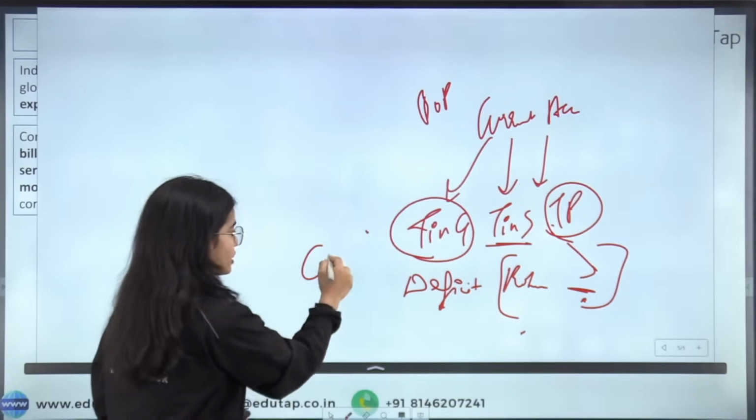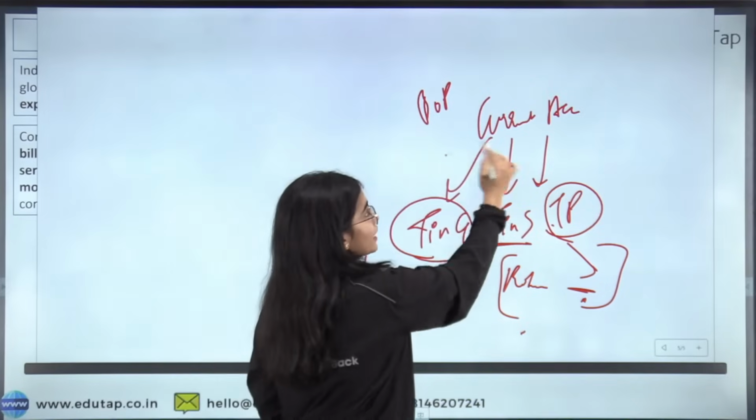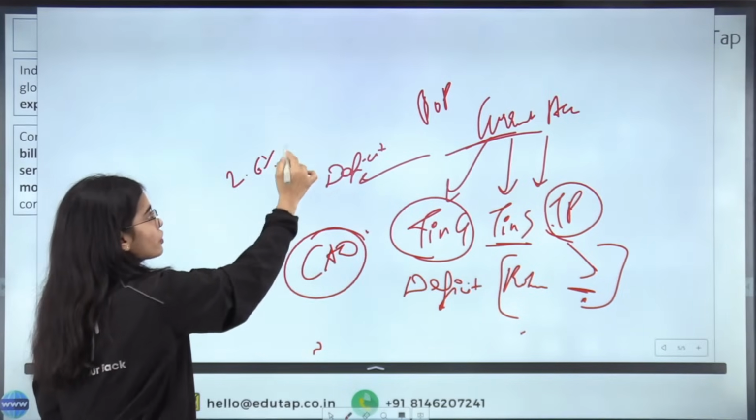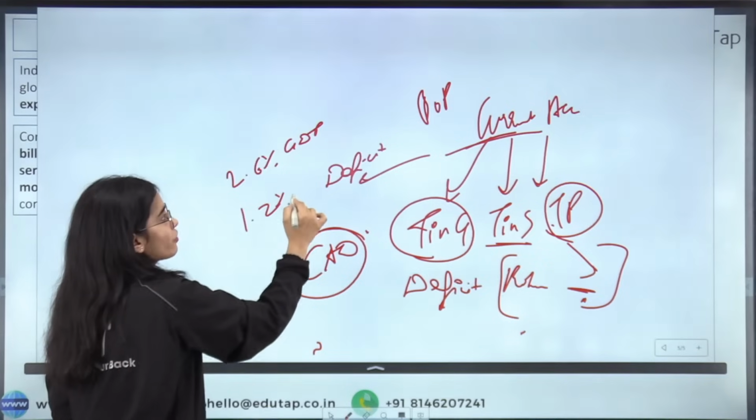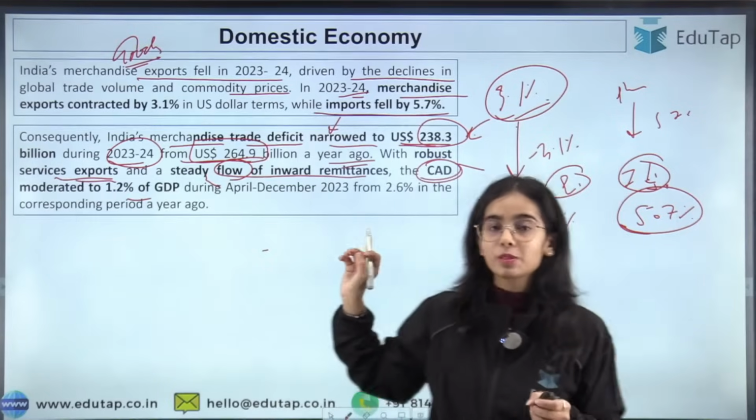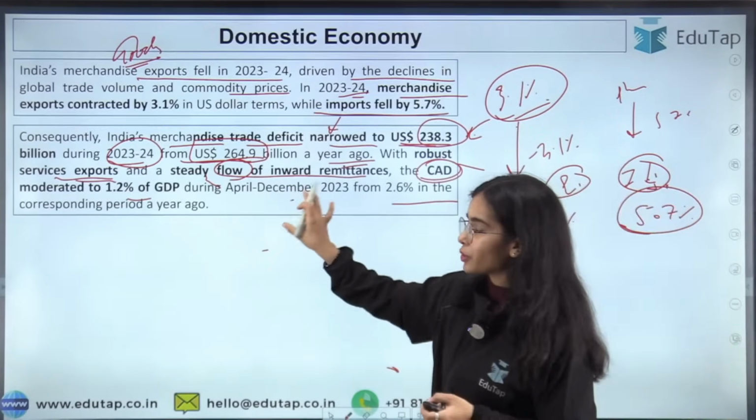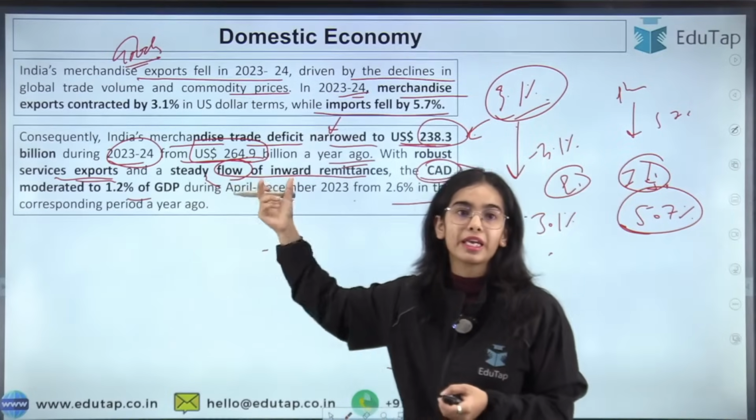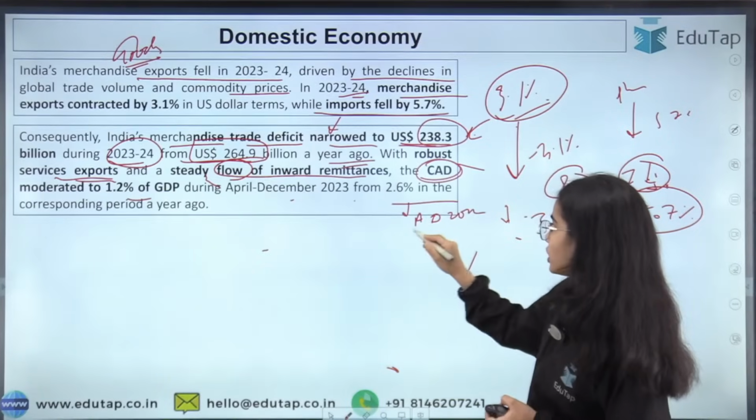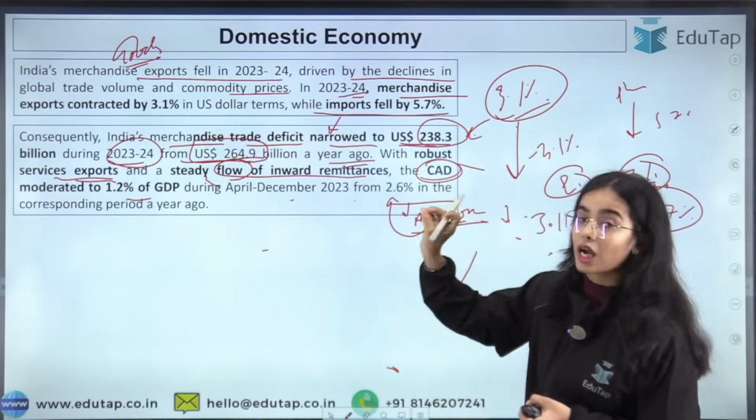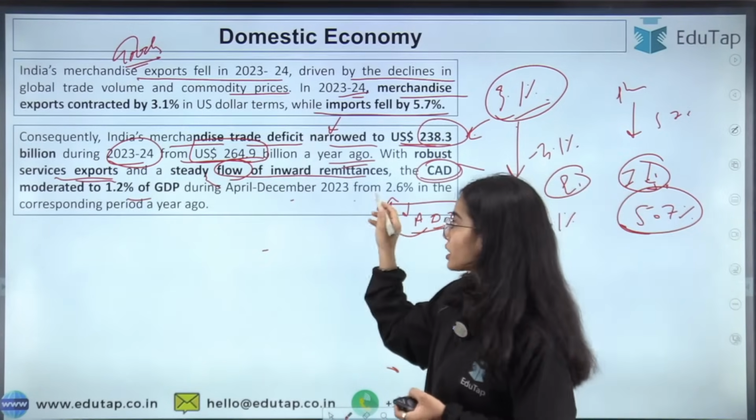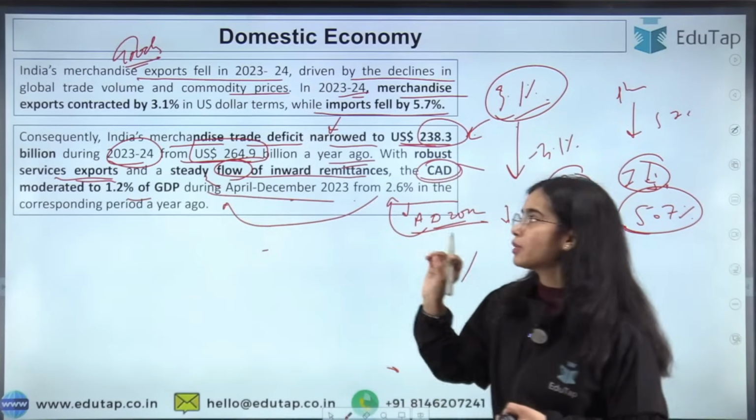So the current account deficit. In total, the current account is in a deficit situation, but the deficit has reduced from 2.6% of the GDP to 1.2% of the GDP. That is, the current account deficit has gone from 2.6% of the GDP in April to December 2022, the corresponding period in the previous year, down to 1.2% of the GDP during April to December 2023.